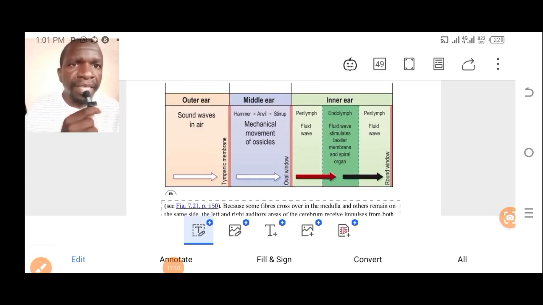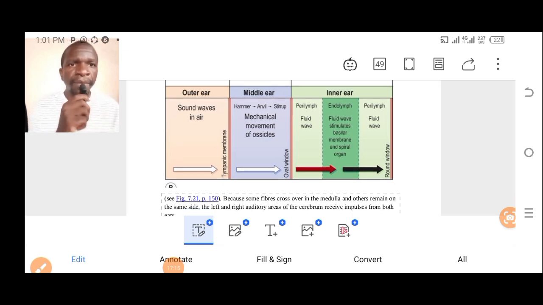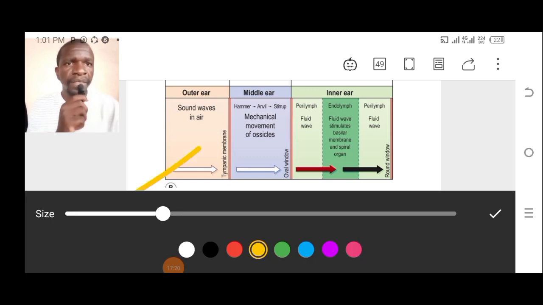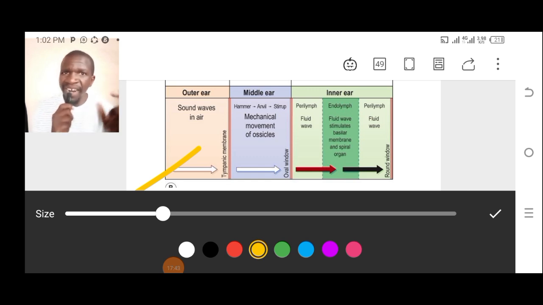So now this is the summary of the physiology of hearing. Let us look at the summary of the physiology of hearing. Right, this is in the outer ear. In the outer ear, sound waves in the air are going to be picked up by the auricle. Because of its shape, it's going to collect. That's why it's shaped like this. It's designed to pick the sound waves, collect the sound waves, and concentrate them in the auditory canal, the external acoustic meatus.